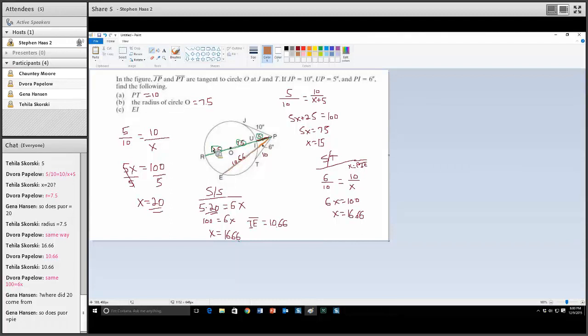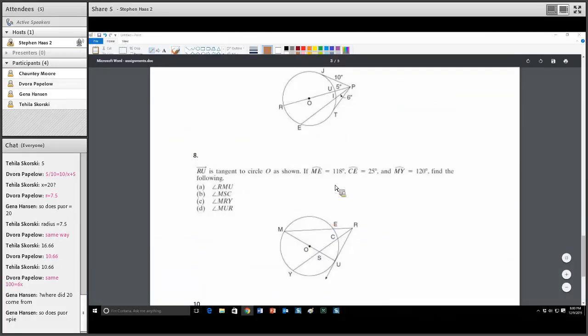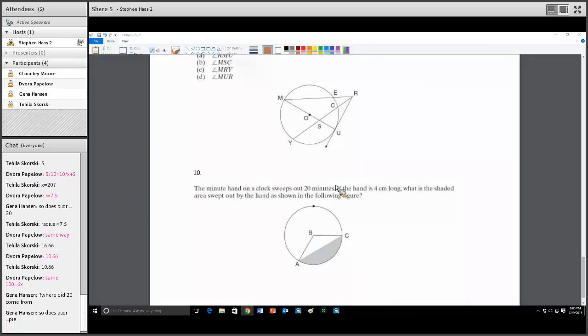Okay, the others in the homework, I think, are fairly similar to that. Let's see, 8 is really pretty much the same idea. You've got to use the secant tangent rule as well. For here, this is something that we discussed last time. By the way, for number 10, I'm not going to give you the answer, but you're going to need to know what angle CBA is.